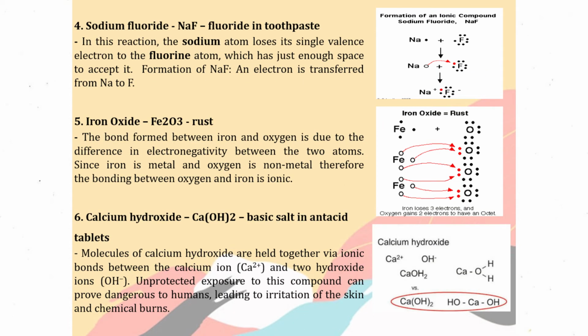The fourth one is sodium fluoride, or fluoride in toothpaste. In this reaction, a sodium atom loses its single valence electron to the fluorine atom, which has just enough space to accept it. The fifth one is iron oxide, or rust.